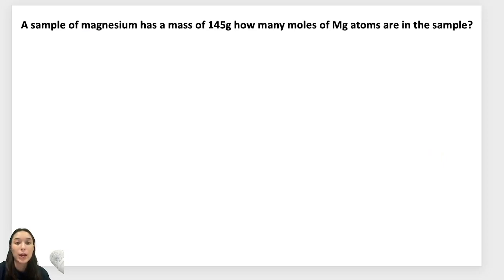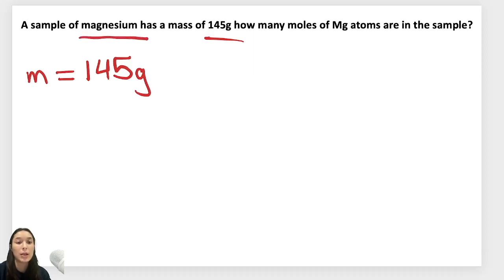So to keep everything organized, I always like to start off with what's given to me. So we see that we're given the number 145 grams, which is our mass. So our little m, which stands for mass, is going to equal 145 grams. And we know that our element is magnesium.